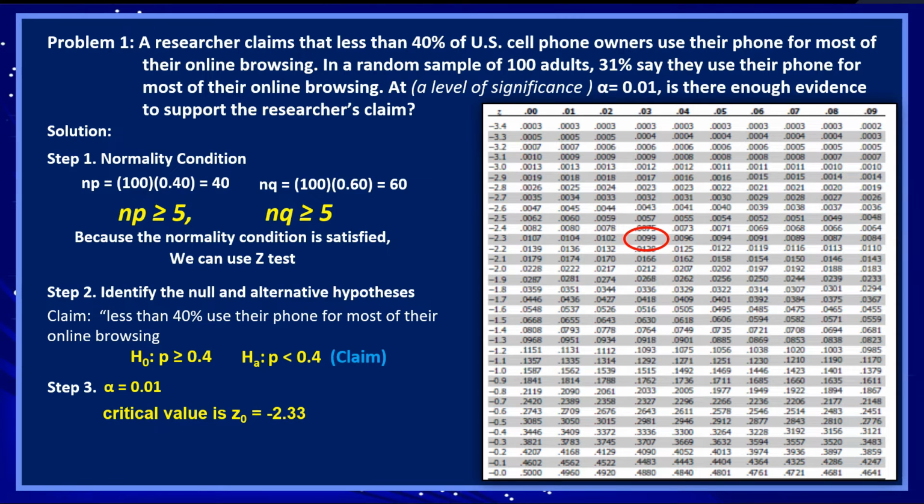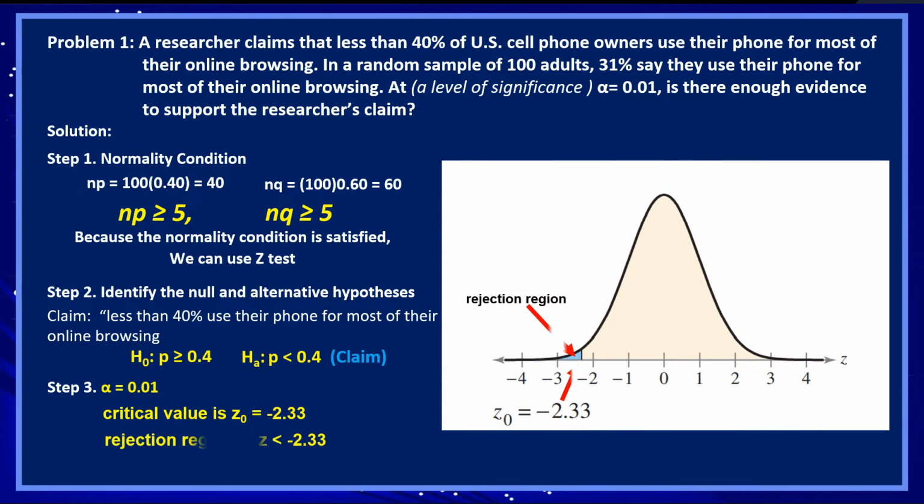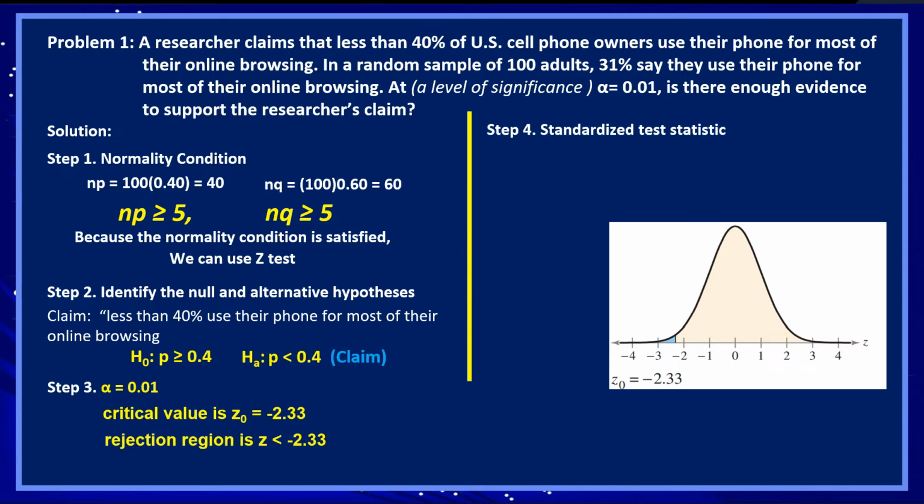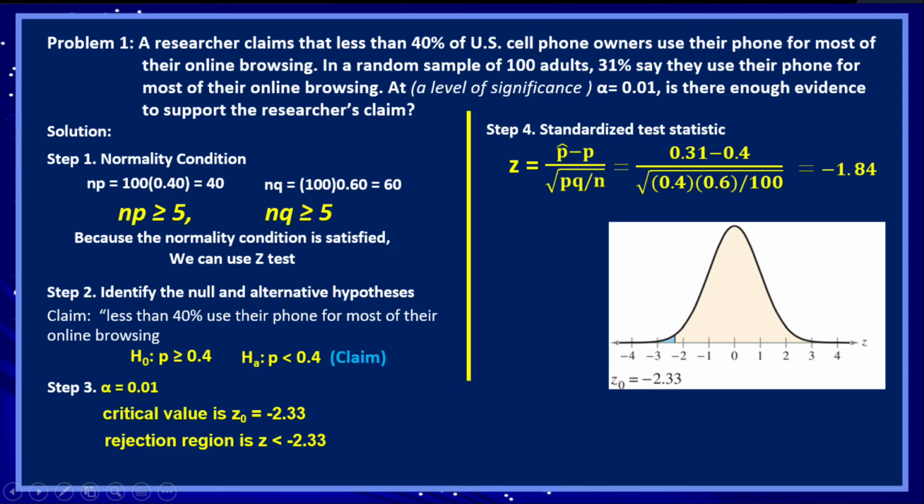So, our critical value is negative 2.33, and our rejection region is z less than negative 2.33. Step 4 is to find the standardized test statistic and sketch the sampling distribution. Our formula is z is equal to p hat minus p all over the square root of p times q all over n. By performing the formula, we get negative 1.84.